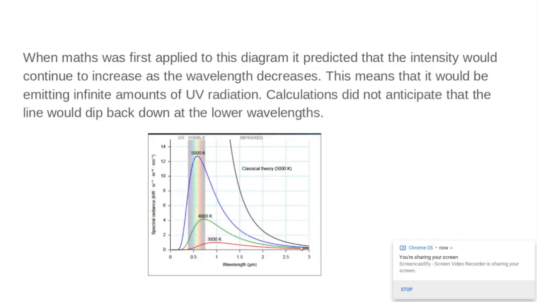When maths was first applied to this diagram, it predicted that the intensity would continue to increase as the wavelength decreased. This would mean that it would be emitting infinite amounts of UV radiation. This is not possible and doesn't agree with other areas of physics. The calculations did not anticipate in any way that the line would dip back down at the lower wavelengths.